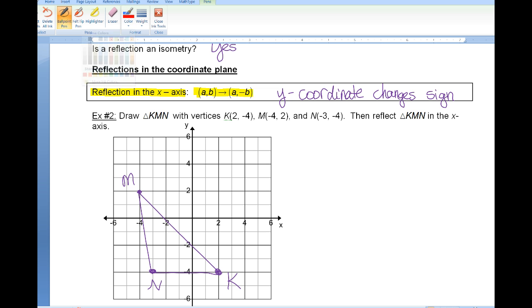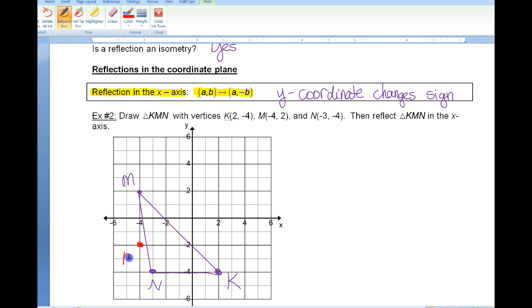Let's take a look at the transformation. For each of these points, you could use this rule, just switching the y coordinate, or you can really just count. For example, here's M. It's 2 spaces above the x-axis, so I'm just going to keep going another 2 spaces below. They cross each other. Now I don't need to draw the dotted line. It's not really necessary here because I have the coordinate plane.